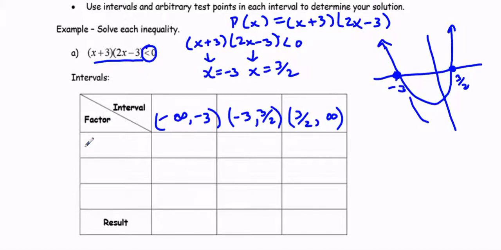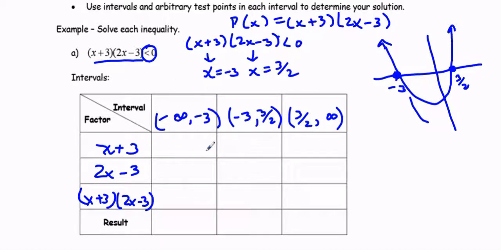Okay, so we are going to use arbitrary test points to figure out whether the factor is positive or negative in that interval. So my factors here, I'm just looking at my function, and I'm breaking it down into the two factors. And then the next one would be the result of the two factors being multiplied together. So this is just really our polynomial function, right? It's x plus 3 times 2x minus 3. All right, you'll see what I mean in a second.